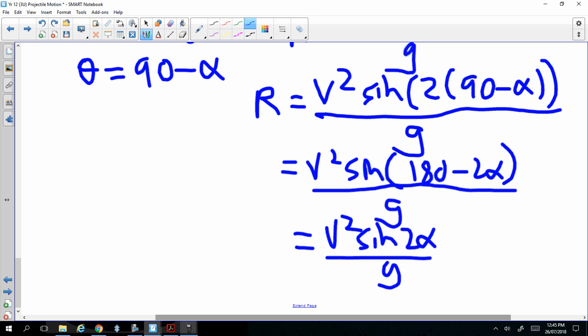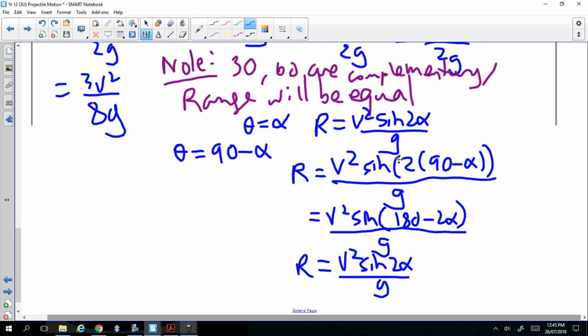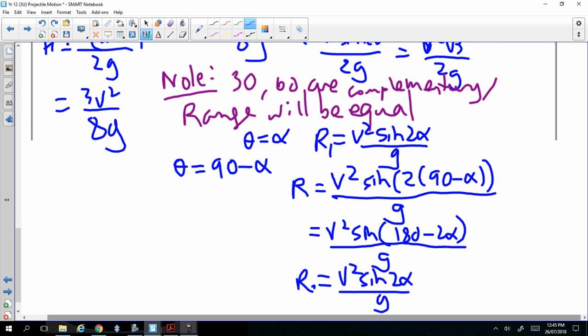Yeah, you could. That's not very hard. You just substitute 90 minus alpha, 180 minus 2 alpha. Sine of this is that. So you should learn all the proofs. The harder questions will involve this sort of proof, so make sure you learn this.